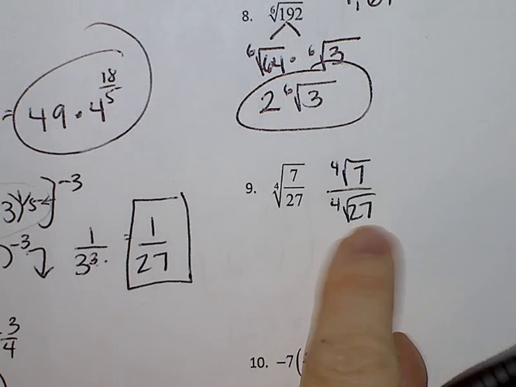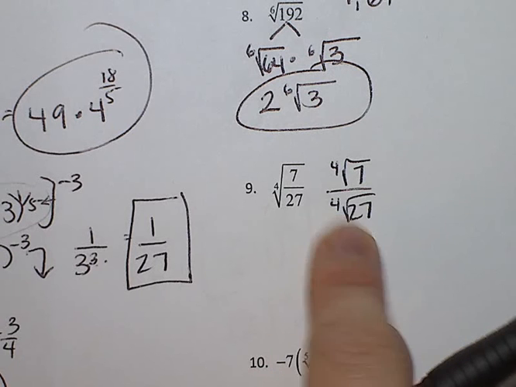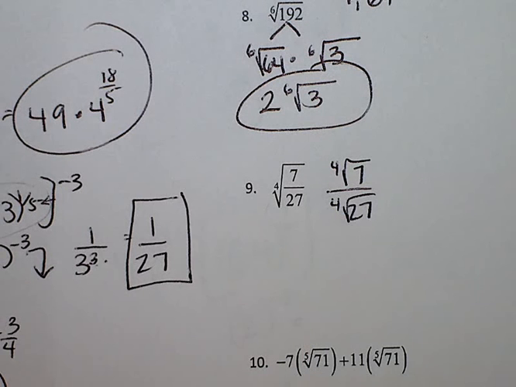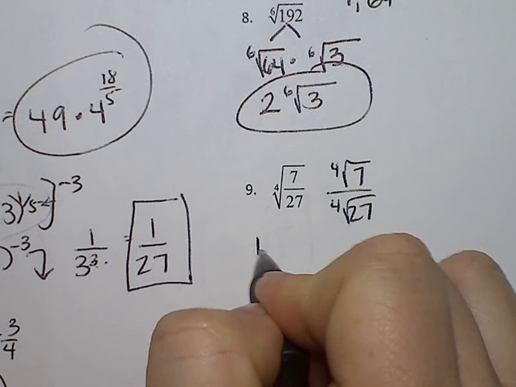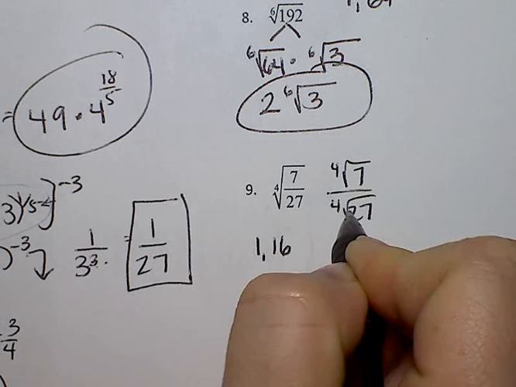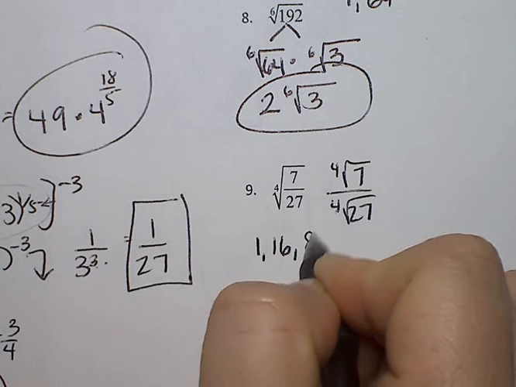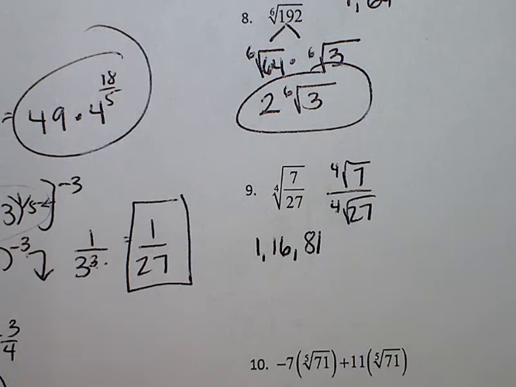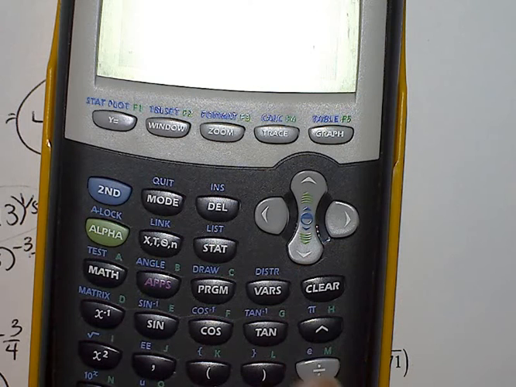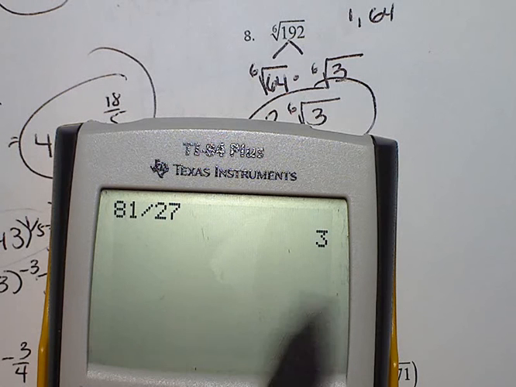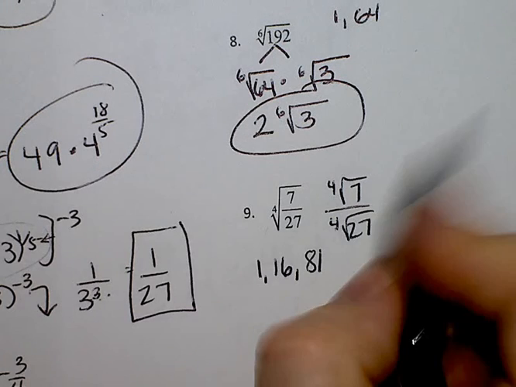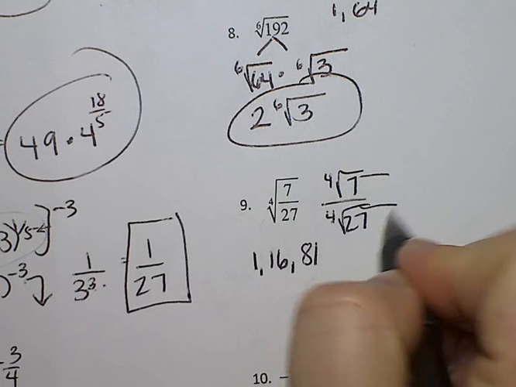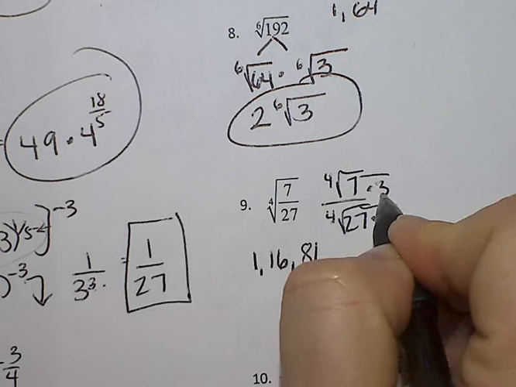So 27 times what number is going to allow me to get a nice integer answer in the bottom? So let's write down the numbers to the 4th power. 1 to the 4th power is 1. 2 to the 4th power is 16. 3 to the 4th power is 81. And that rings a bell to me. I'm going to check and see. 81 divided by 27 is 3. That works. So 27 times 3 is 81. 27 times 3, remember both bottom and top, is 81.